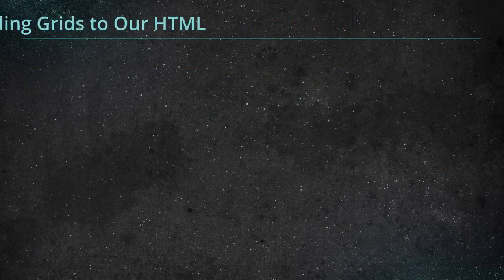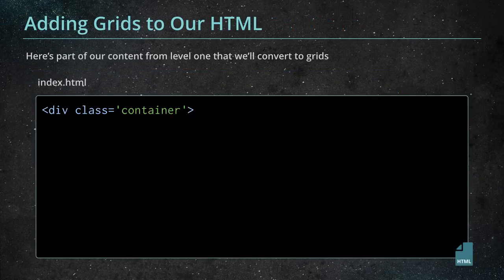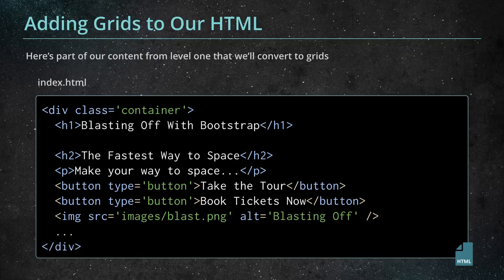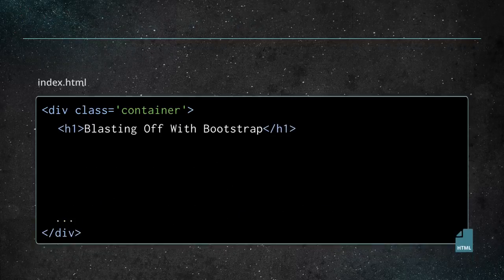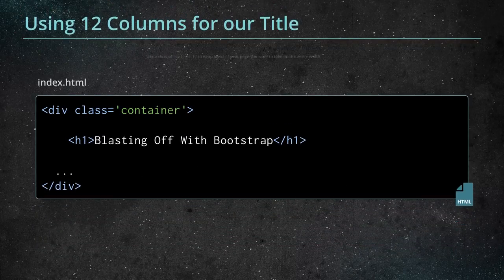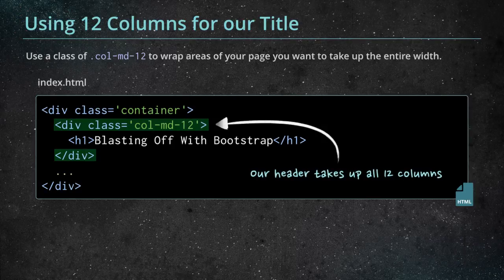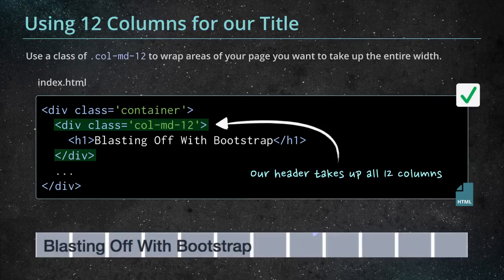Let's take a look at our code so far. Here we have our H1 tag. That's the one that we want to span all 12 columns. We'll need to wrap our H1 tag in another div that has a class of col-md-12. If we look at this in a browser now, we can see our H1 tag is now taking up all 12 columns.